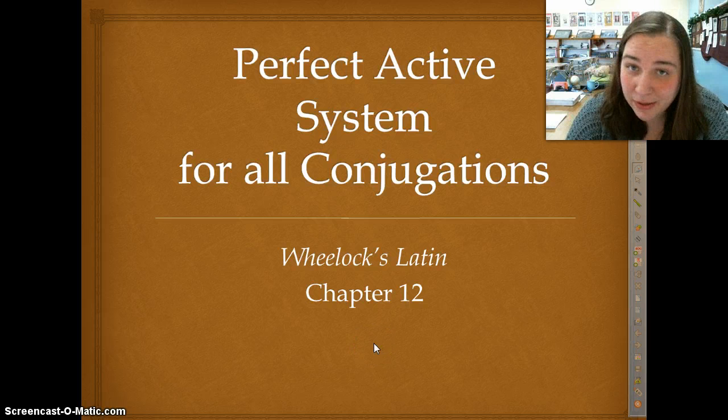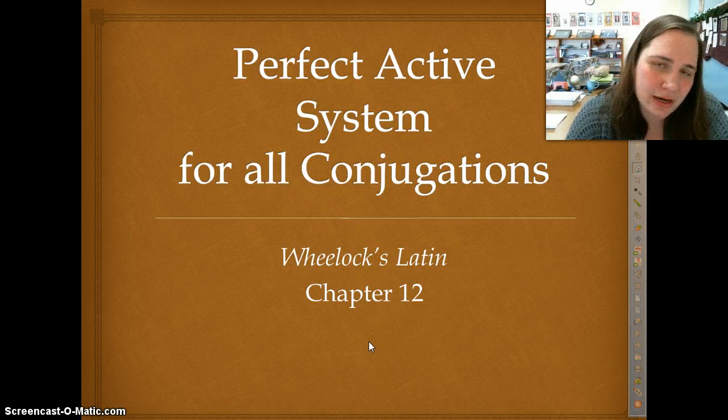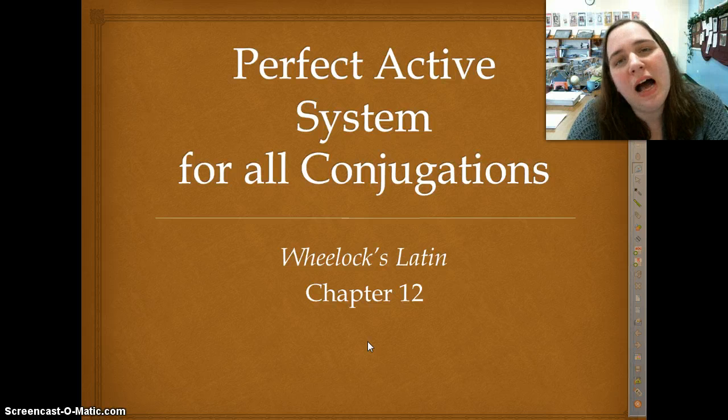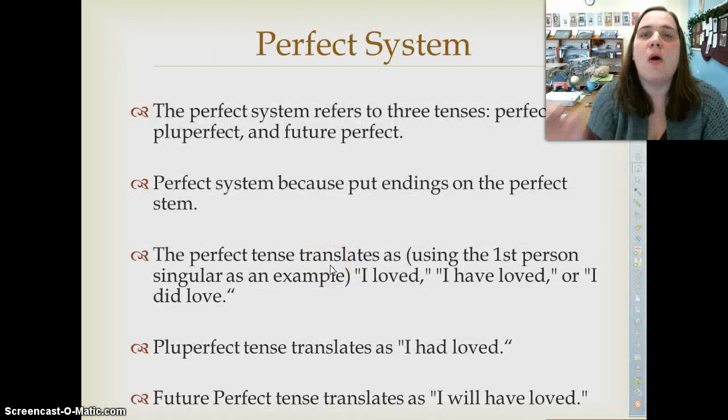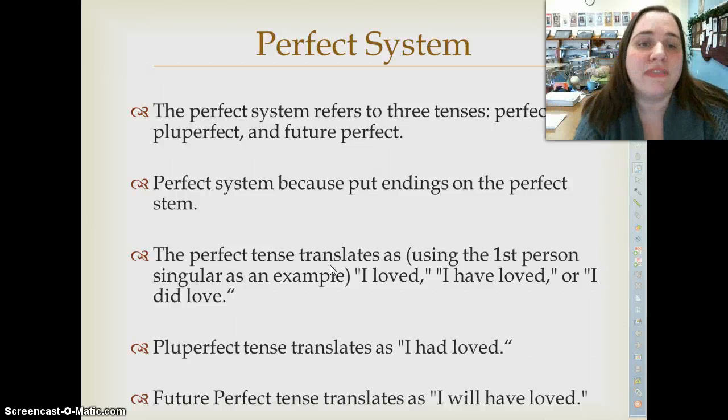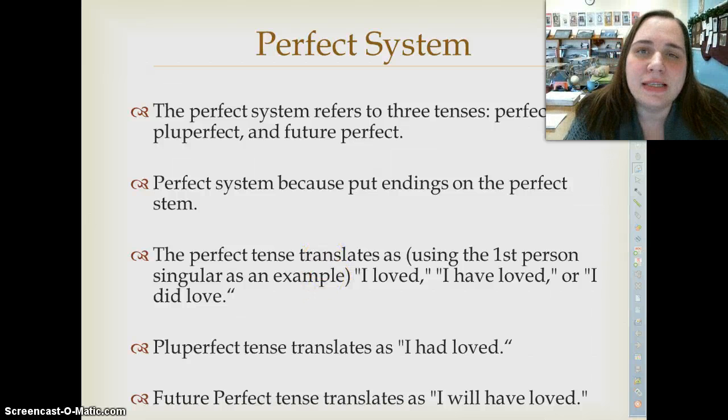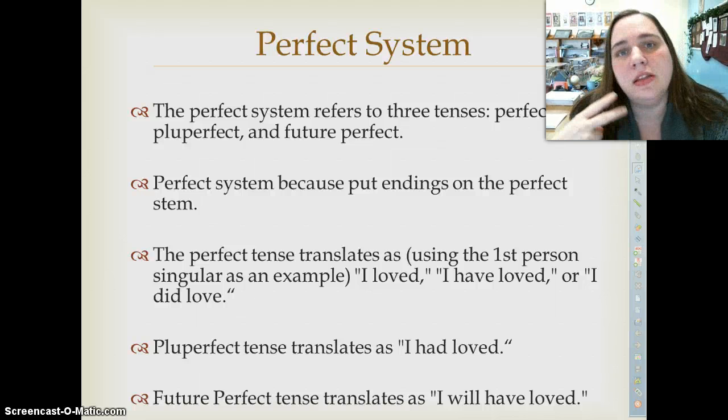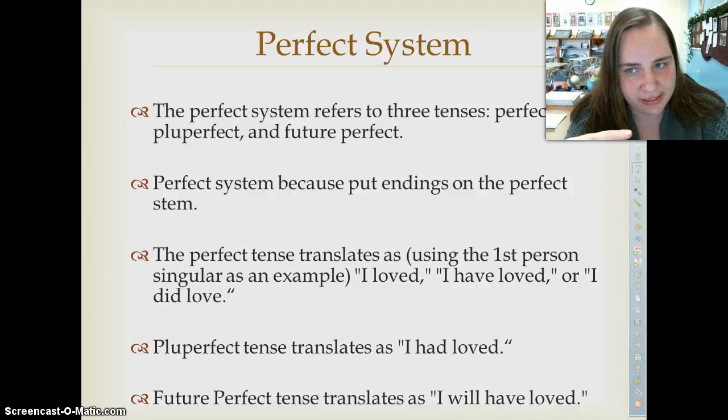More specifically, today we're going to do the perfect active system. We're not going to do passives quite yet. And we're going to do it for all of the conjugations. Now, what do I mean by perfect system? The perfect system refers to three tenses: the perfect tense, the pluperfect tense, and the future perfect tense.